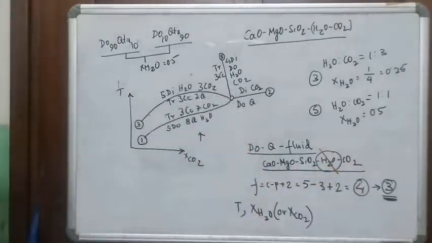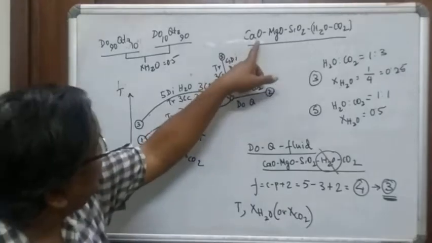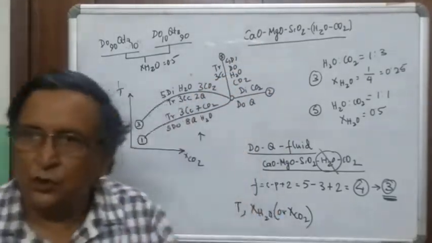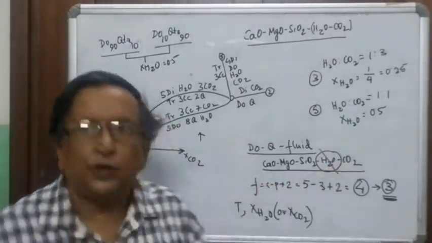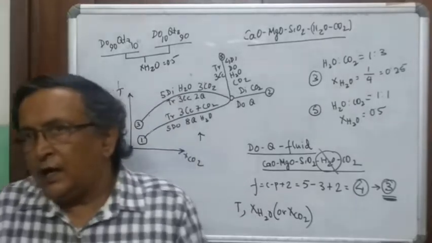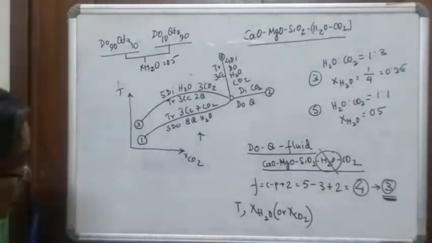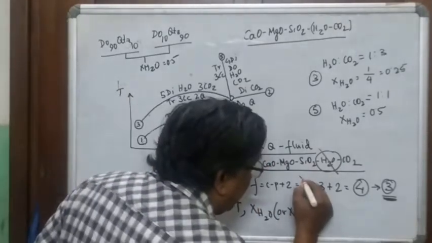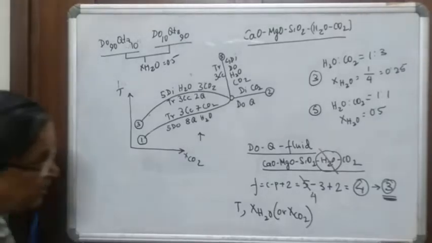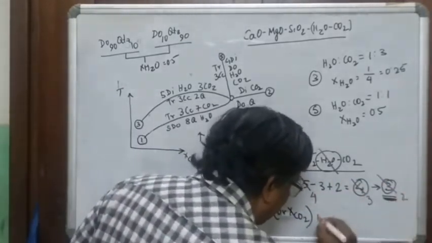No H2O. I don't need the H2O. Why don't I need the H2O? It is because in dolomite there is no H2O. In quartz there is no H2O. In the fluid, if you take CO2, H2O is by definition constrained, so you don't need H2O. If you don't need H2O, then your components become 4, phases remain the same, 3, and this becomes 2. This is right.